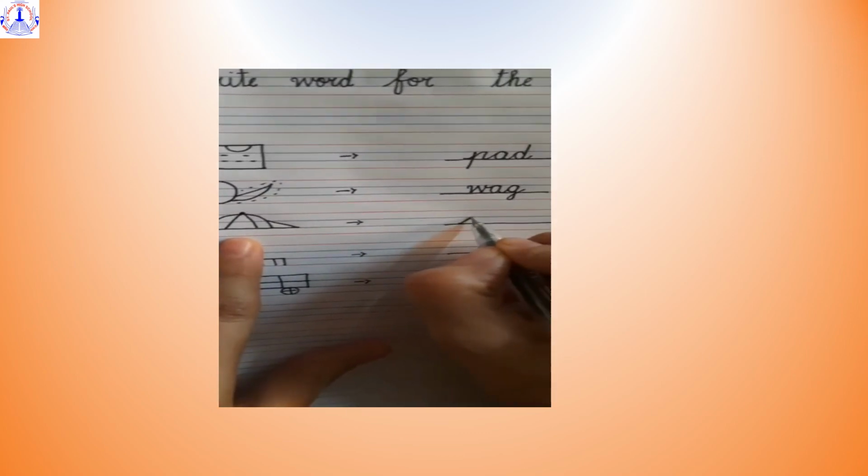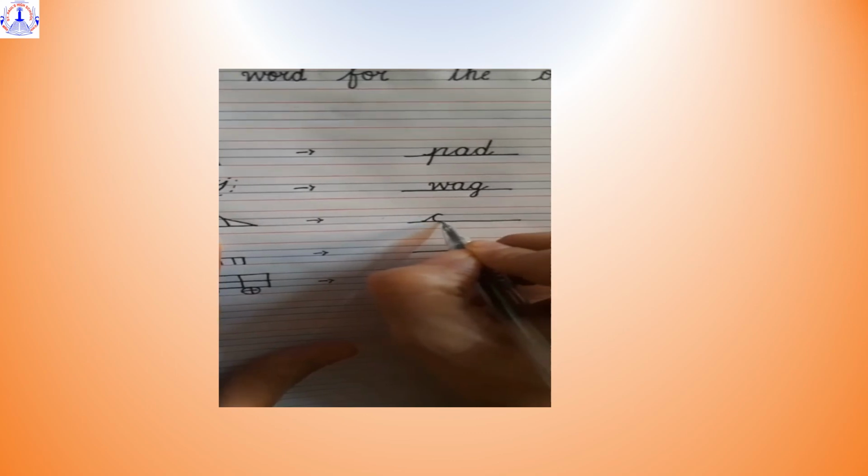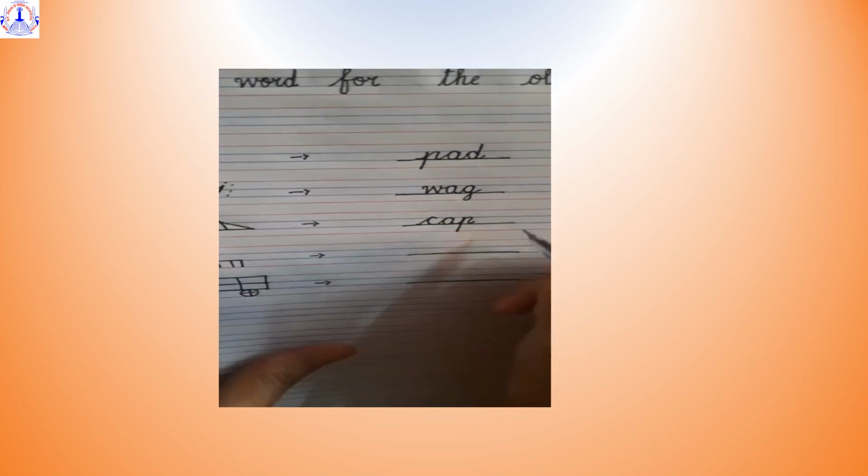Now the third object is cap. C-A-P, cap. So write small cursive C. Join and write A. Join and write P. C-A-P, cap.